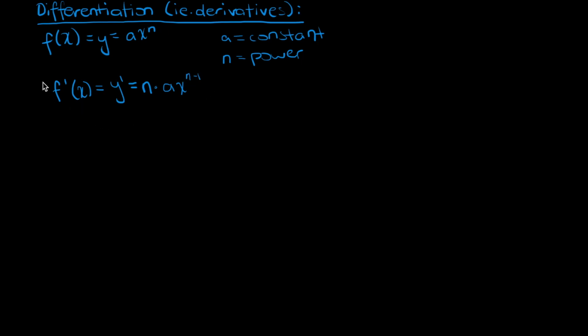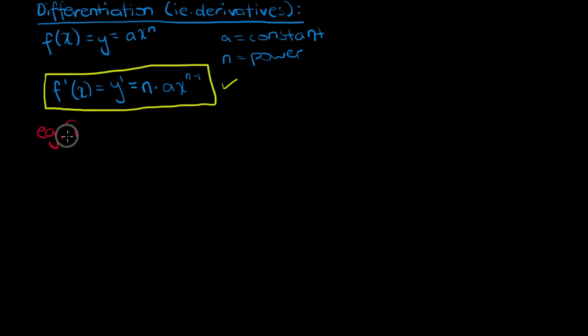So this is the formula that you're going to follow. f dash x or y dash equals the power times the constant times the pronumeral to the power of the original power minus 1. So remember this formula. Alright, so let's go into some examples just so we can consolidate and apply what we've just learnt.